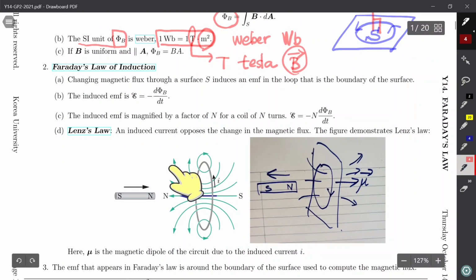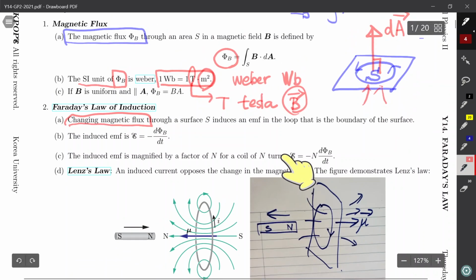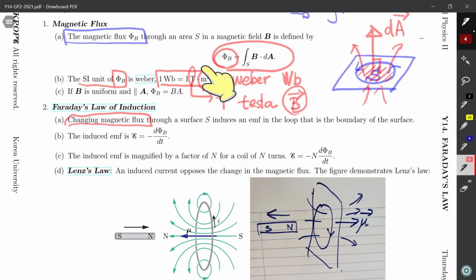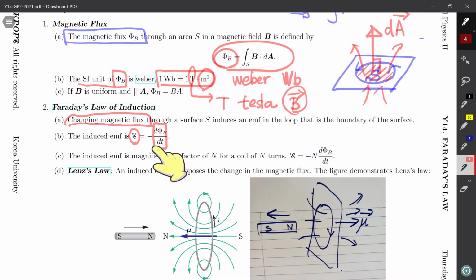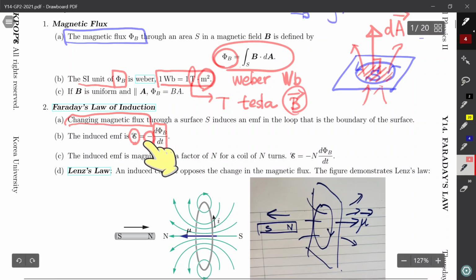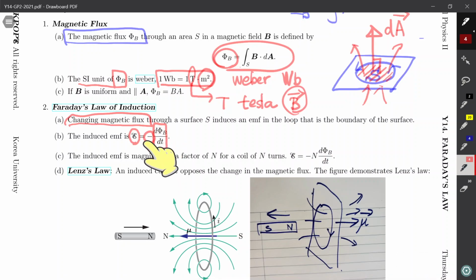Faraday's law of induction is related to the changing magnetic flux. The magnetic field is passing through a surface. Then we integrate this to find the magnetic flux, and if this flux changes with respect to time, we have the EMF proportional to the time derivative, and there is a direction opposite to the change.